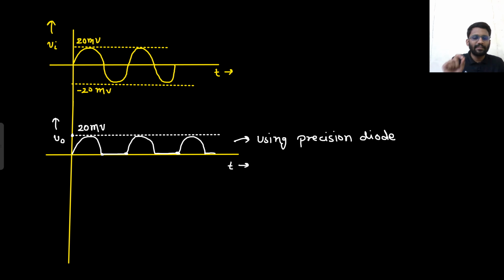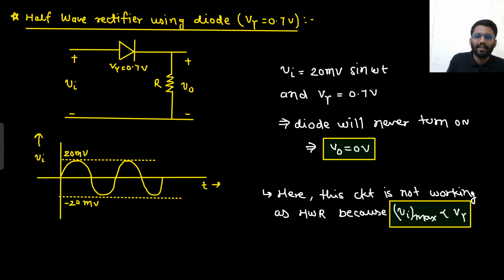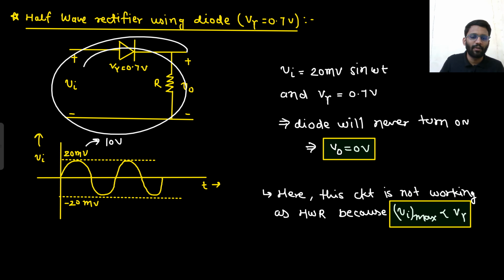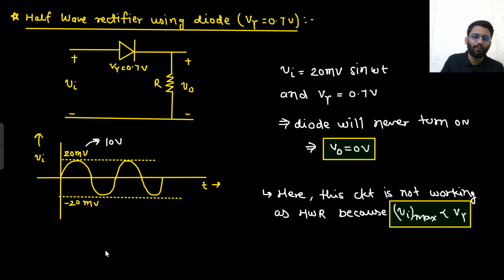Also, even for larger signal, there is one advantage. What do you think? What is the advantage? Let's just say this input voltage was 10 volt, and you are using this particular circuitry for half wave rectification. Then what would you have got in the output? You would have got something like this.